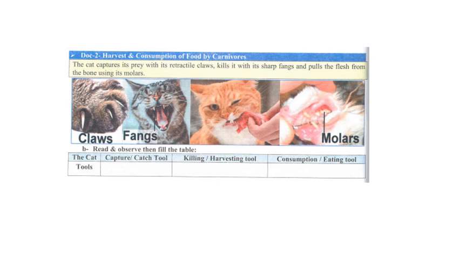Document 2. The cat captures its prey with its retractile claws, kills it with its sharp fangs, and pulls the flesh from the bone using its molars, as you see in the pictures here. The cat, what is the capturing tool? It is the claws. What is the killing or the harvesting tool? It is the sharp fangs. And for consumption, the eating tool is its molars.